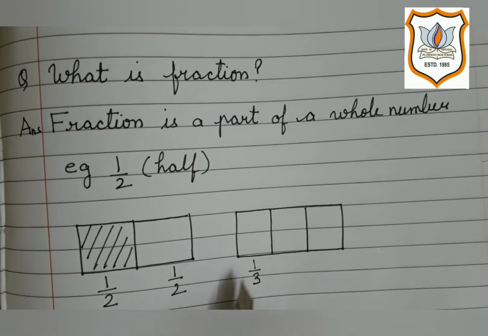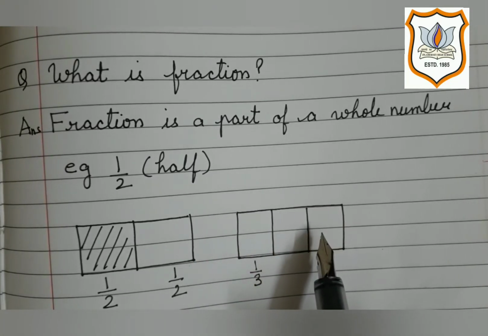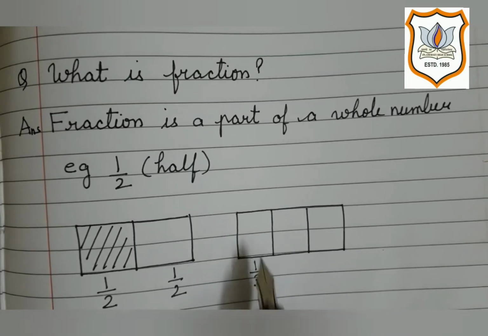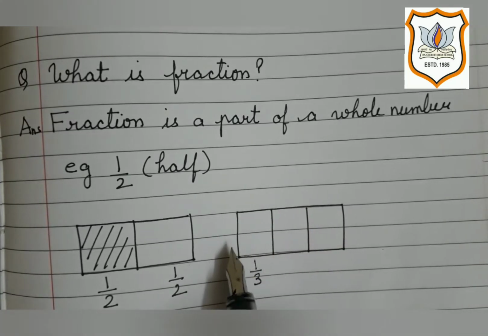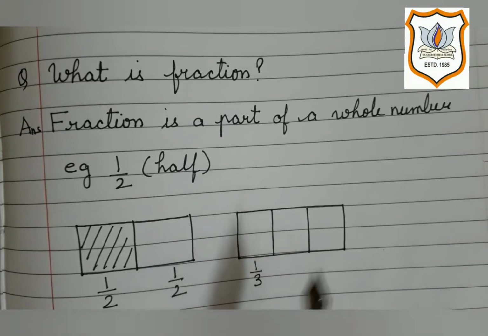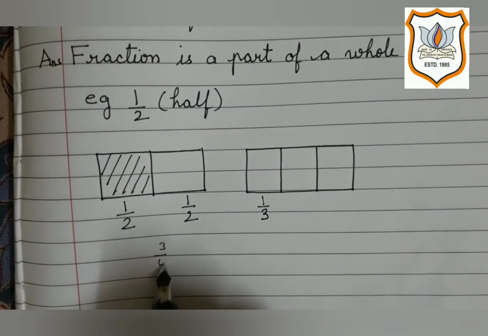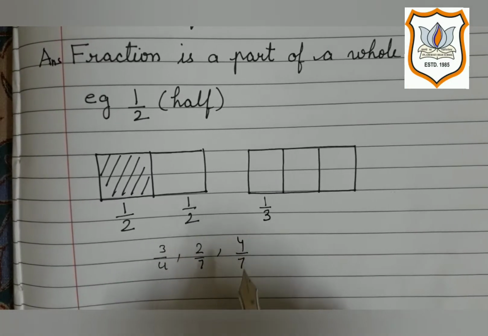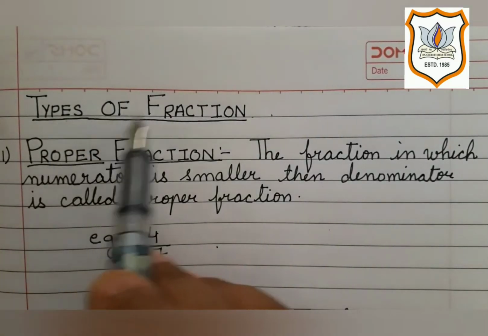Similarly, if I write 1 upon 3, this means I divide this rectangle into 3 equal parts. This is 1 upon 3 and this 1 upon 3 is a part of a whole. So we can say that fraction is a part of a whole. We can write other fractions also like 3 upon 4, 2 upon 7, 4 upon 7 and many others. Students, our next topic is types of fraction.